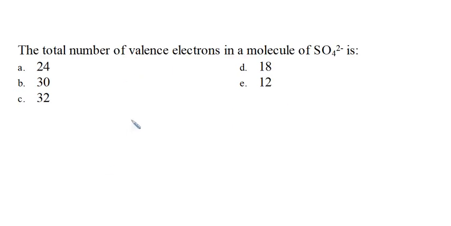Total number of valence electrons in this molecule. Okay, so sulfur, and I have 4 oxygens. And then I have this -2, which means I have 2 more electrons. So sulfur has 6, and each oxygen has 6, plus these extra 2. So 6 times 5 is 30, plus 2 is 32. It's just that easy. So the total number of valence electrons is 32.